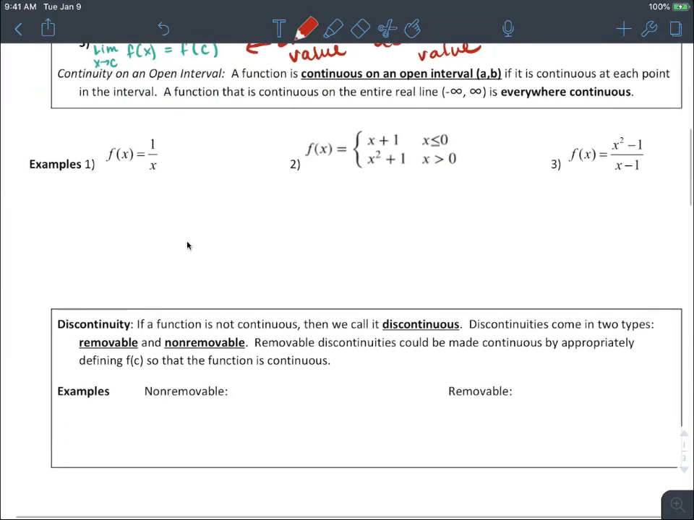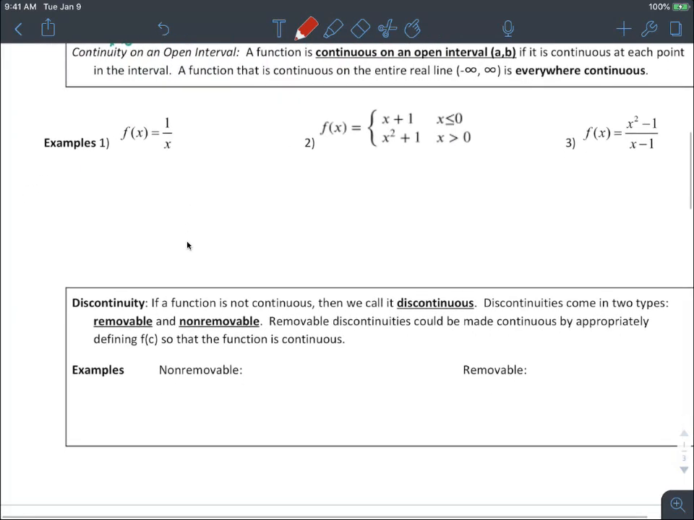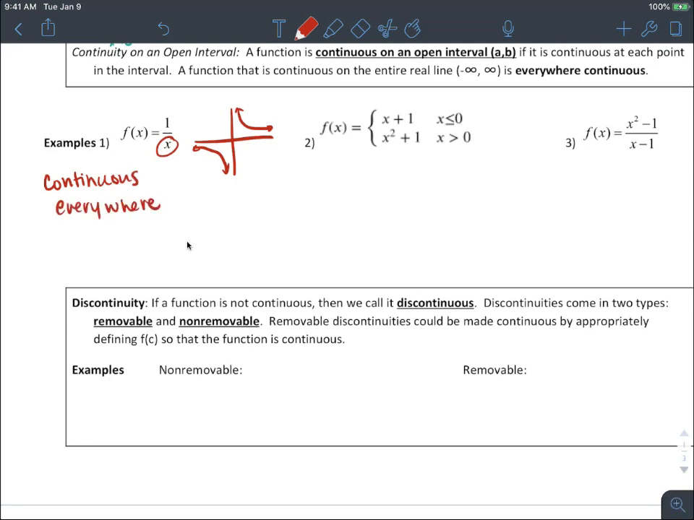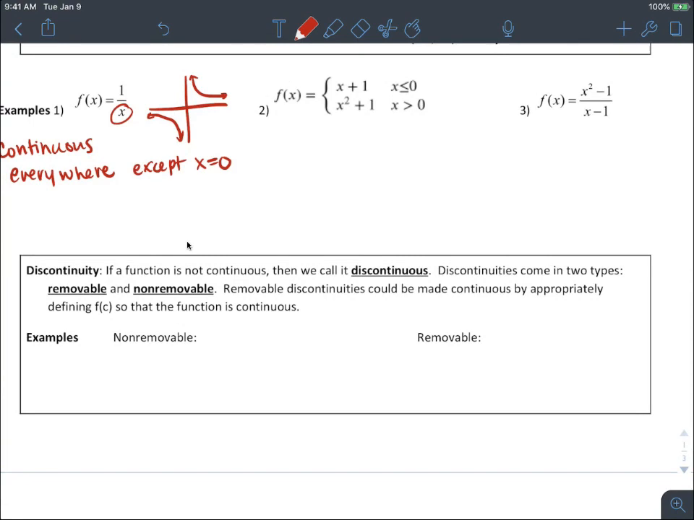So here we go. Let's look at the next one. f of x is 1 over x. If I look at that graph, where isn't it continuous? I know that it looks like this because it's a rational function. So I can see what value of x is going to make it not work: when x is equal to 0. So we can say it's continuous everywhere except x equals 0.